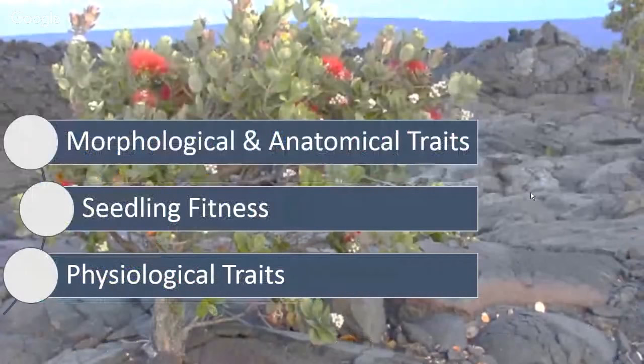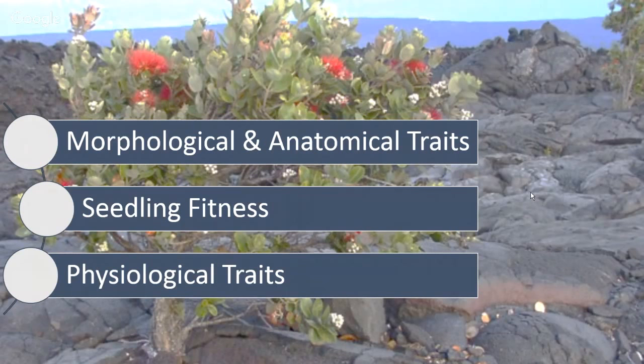And by measuring a suite of morphological, anatomical, and physiological traits, along with seedling fitness, we aim to shed some more light on the controversy and how plants will respond to climate change. Some examples of measurements: in morphology, we're looking at leaf thickness; anatomy might be vessel diameter; physiology might be stomatal conductance; and fitness like biomass and survival.